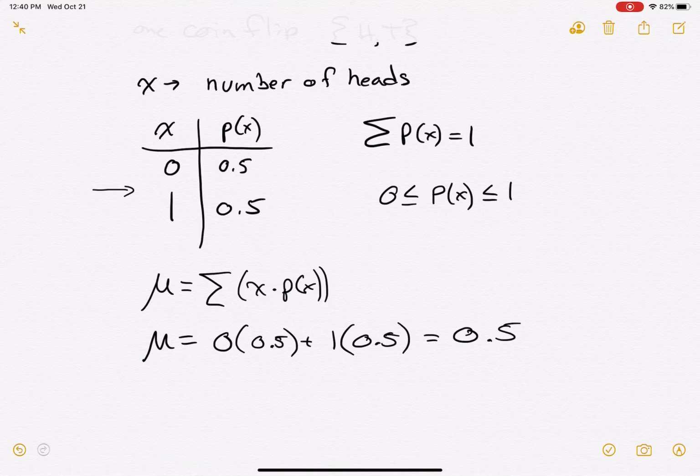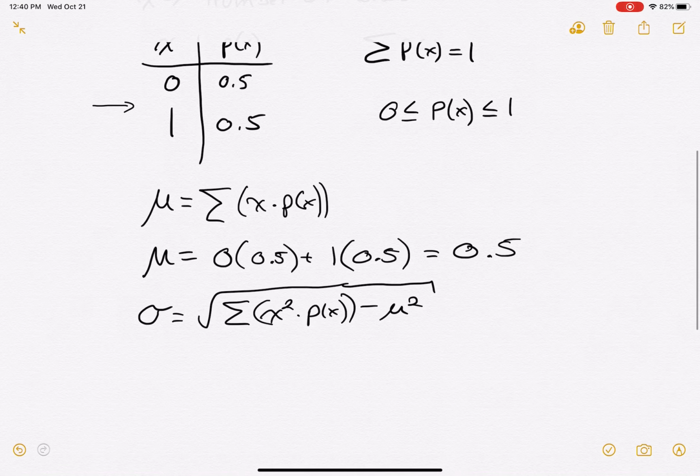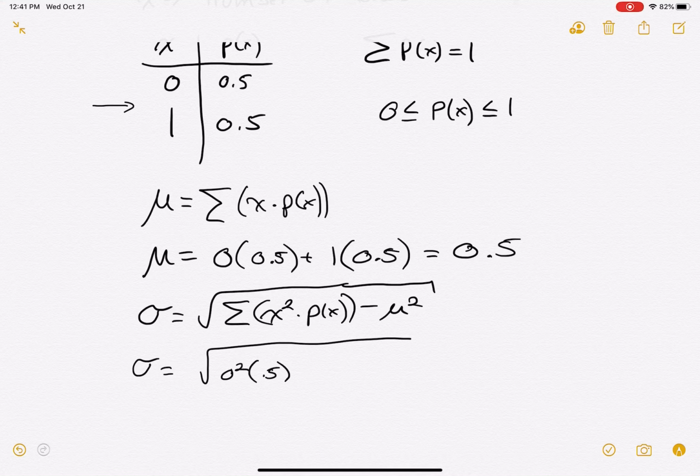Now, standard deviation's a little bit different. Standard deviation is the square root of the sum of x squared times p of x, minus the mean squared. And that's all underneath our square root. So in our case, our standard deviation is going to be equal to 0 squared times the probability of 0.5, plus 1 squared times the probability of 0.5, minus the mean of 0.5 squared.